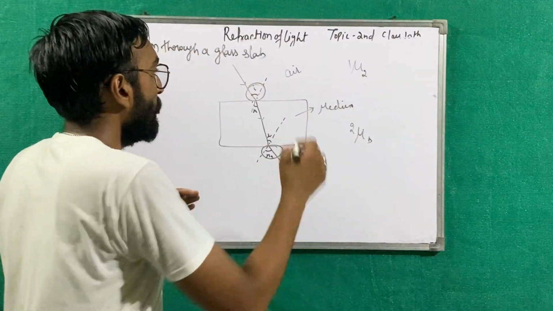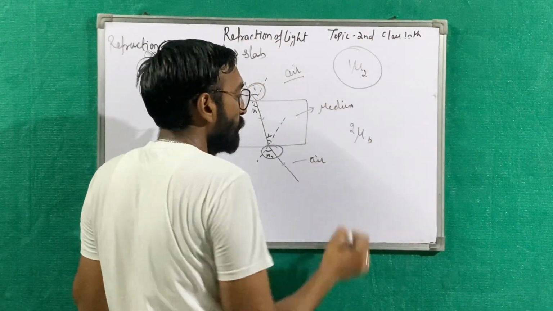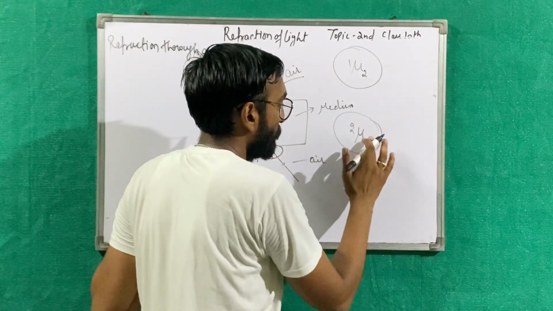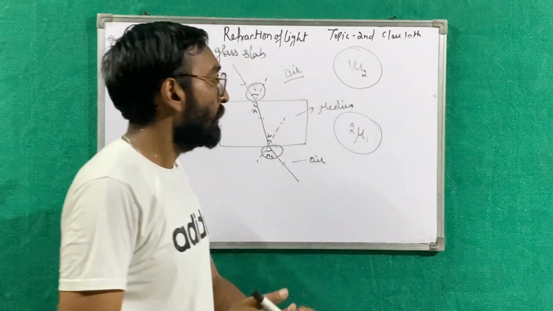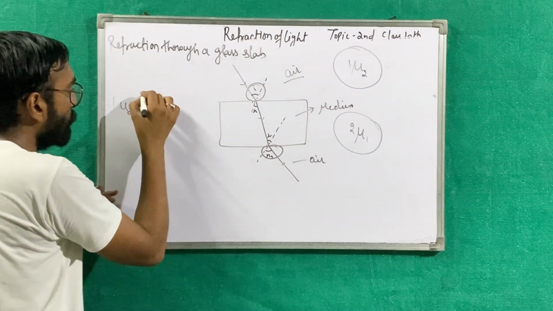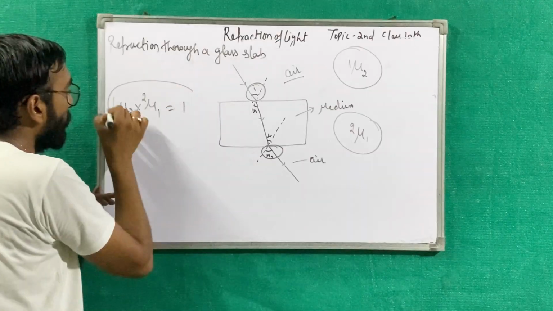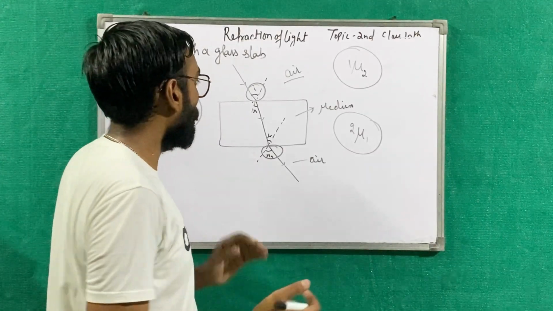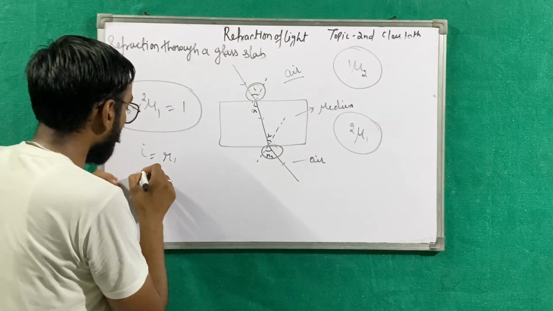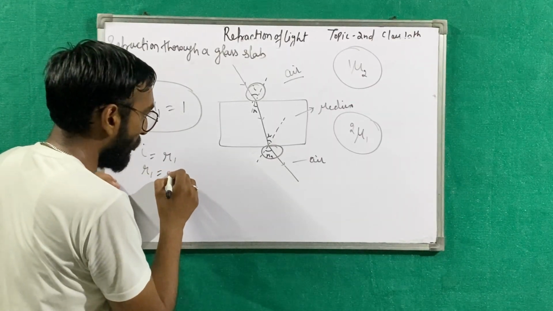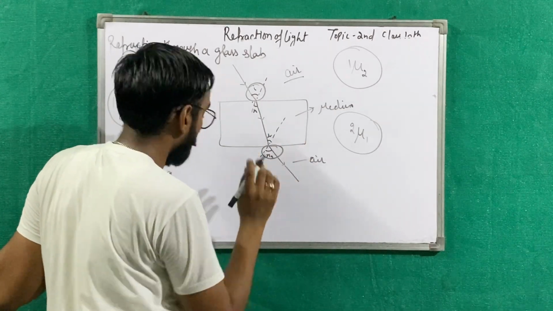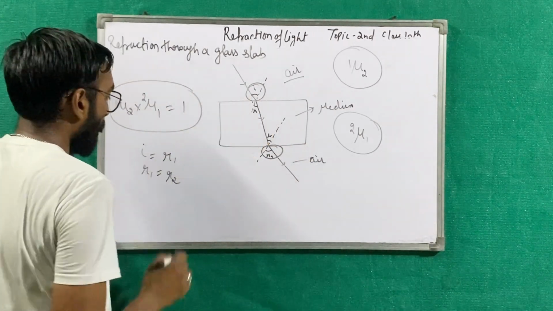As it passes from air to medium, it is mu1 to 2. As it passes from medium to air, it is mu2 to 1. So the product mu1 to 2 into mu2 to 1 will be equal to 1 only. How? Angle of I is equal to angle of R1, and angle of R1 is equal to angle of R2. So this is R.